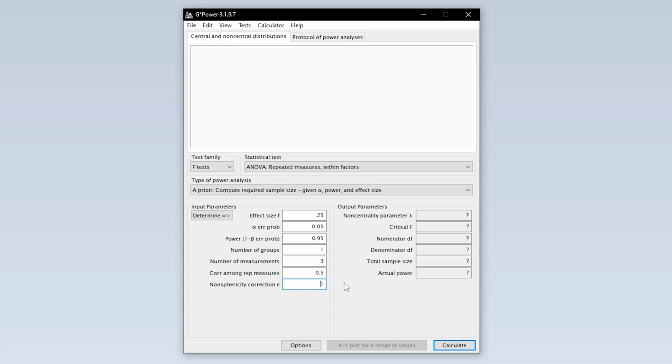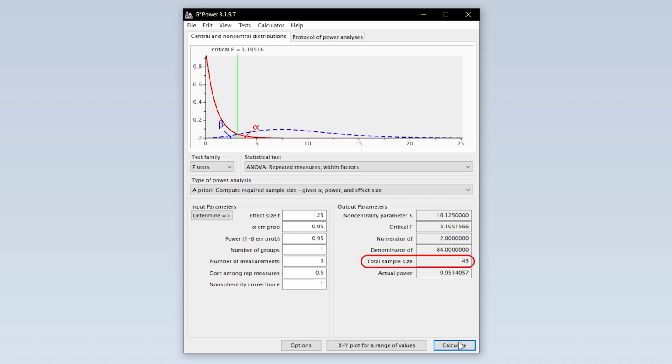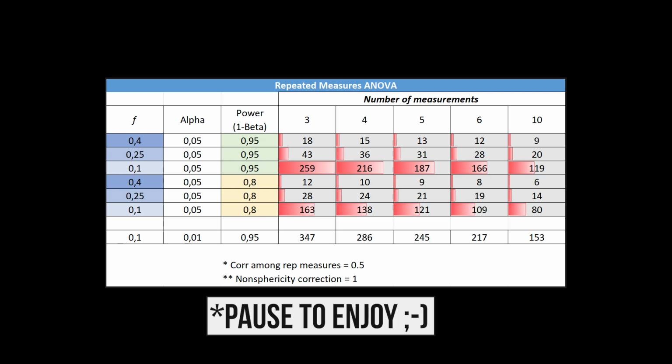Finally, hit calculate to see the minimum number of observations needed for the repeated measures ANOVA to detect the presumed statistical effect with the predefined type 1 error probability and power. As a rule of thumb, a smaller effect size and a larger power require more observations than the other way around.